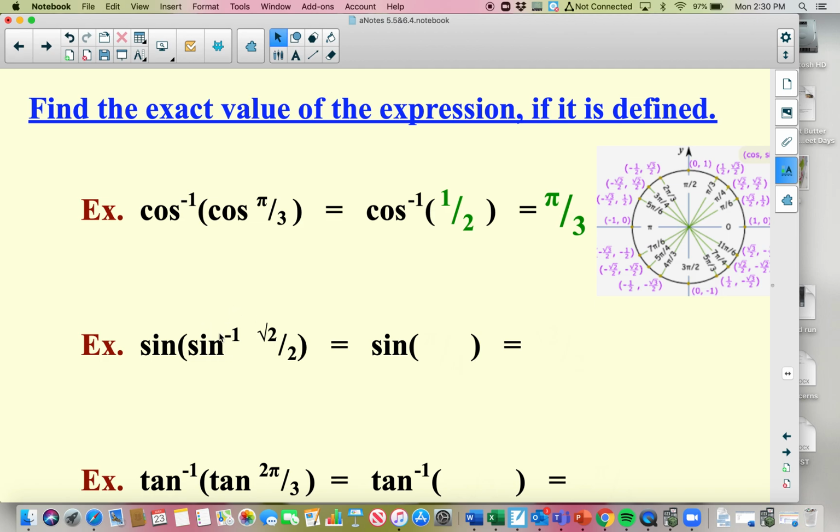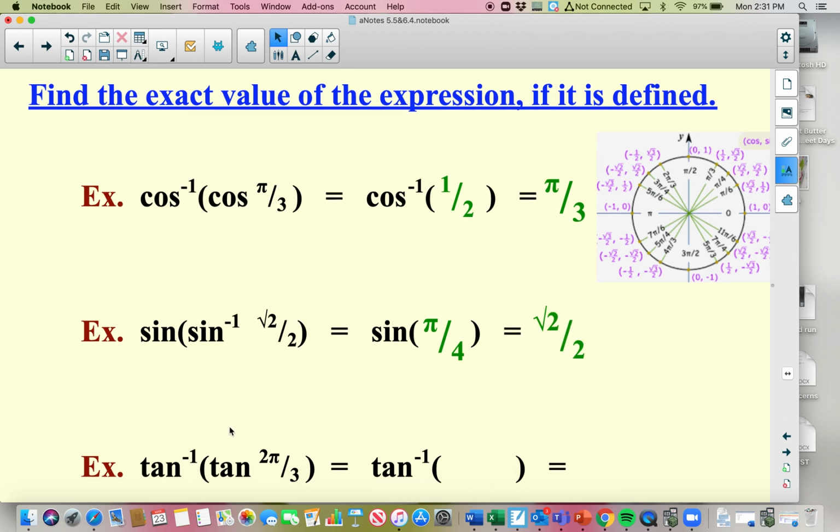So sine is restricted, right, inverse, to 1 and 4, but it's positive, so I'm in quadrant 1. Sine is the y-coordinate, and at pi over 4, the y-coordinate is square root of 2 over 2. Then I evaluate the sine of pi over 4, which again is square root of 2 over 2.